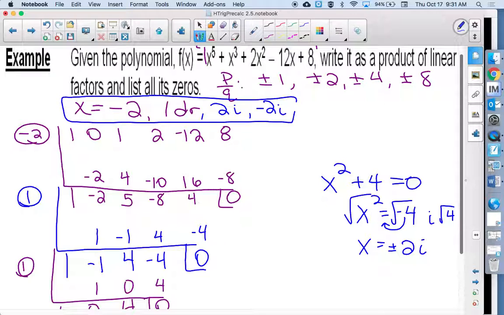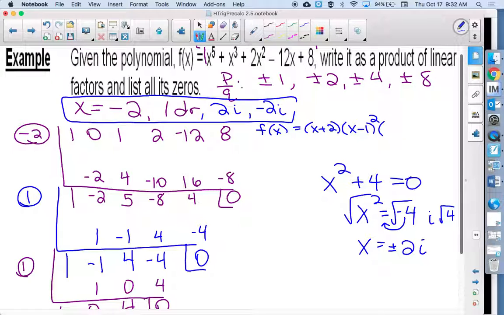That's actually the second part of the problem. And then it says to write it as a product of linear factors. That just means your zeros should turn into factors, which are parentheses. So if these would be my zeros, my factors would be x plus 2, x minus 1, double roots, so that means it's squared. That's what the double root implies as a factor.